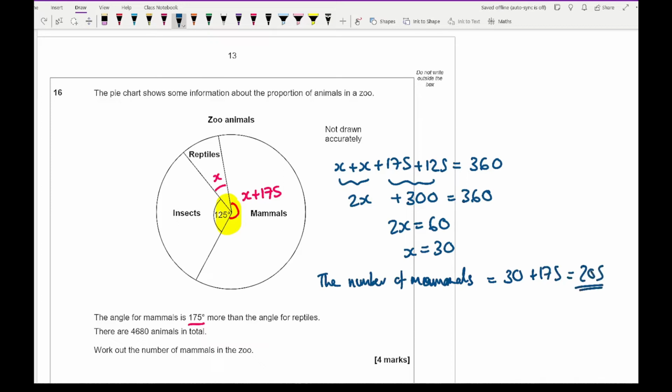So then to work out how many mammals there are, I've got to work out the proportion, so it's going to be 205 over the total, which is 4680, and I then, actually no, it's going to be divided by 360, and then I multiply that by 4680. If I type that all into my calculator, so 205 over 360 multiplied by 4680, I get an answer of 2665, and there is my final answer.